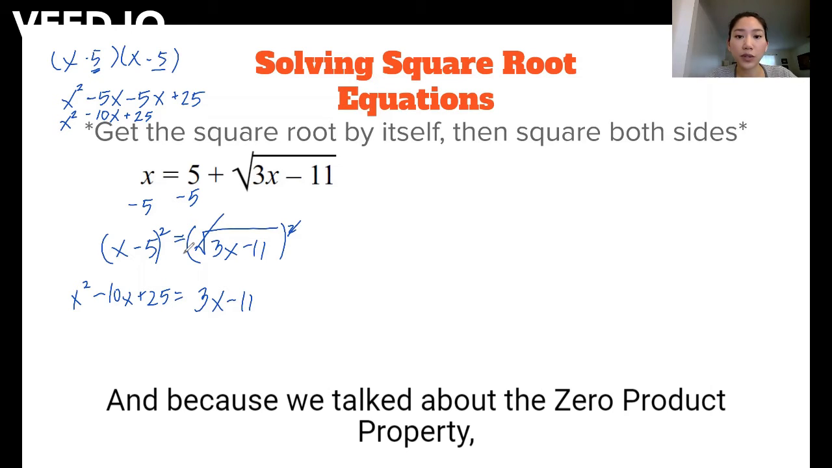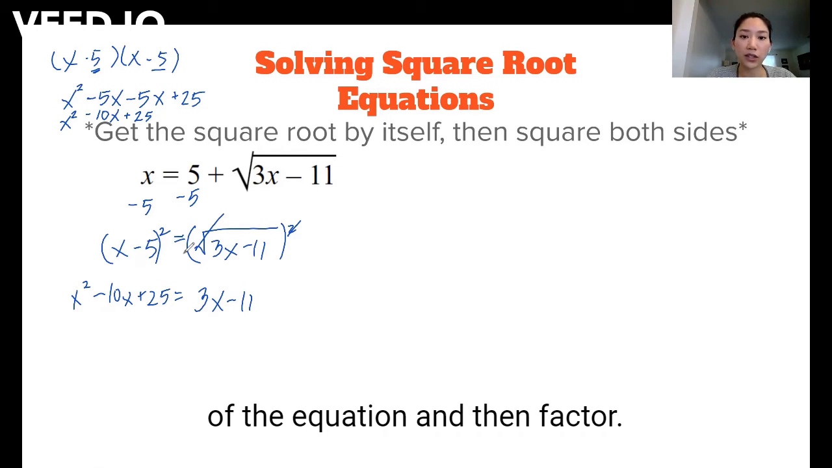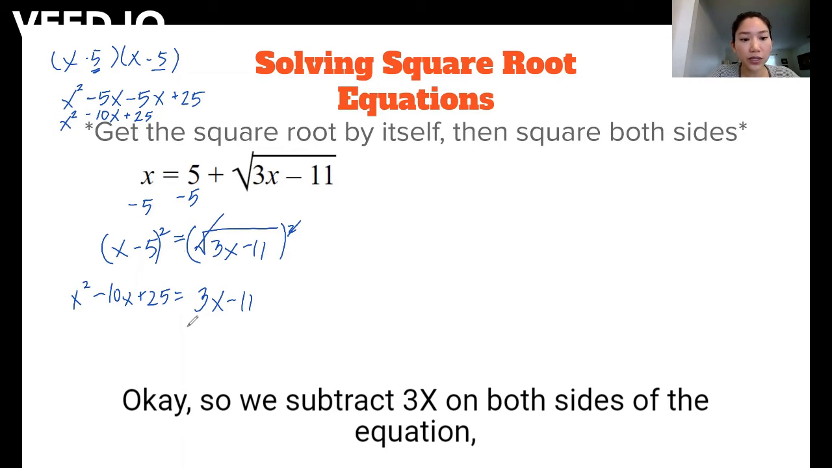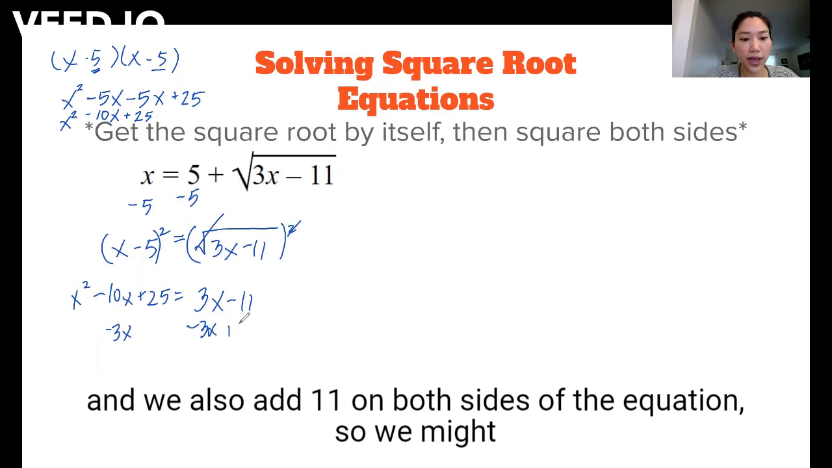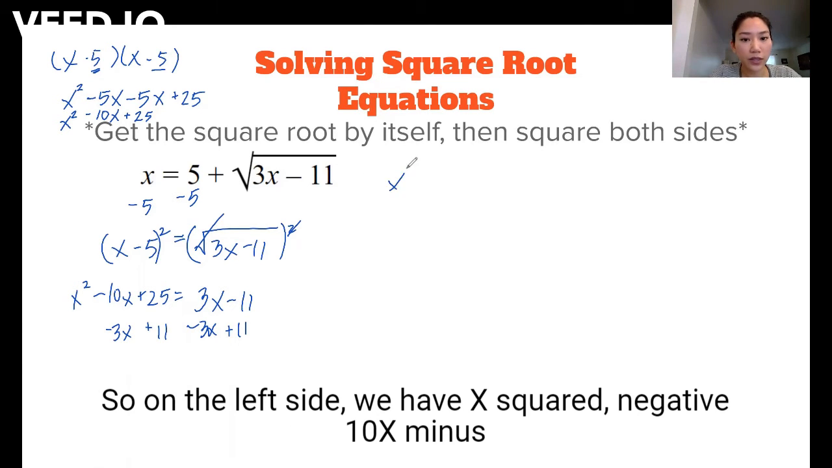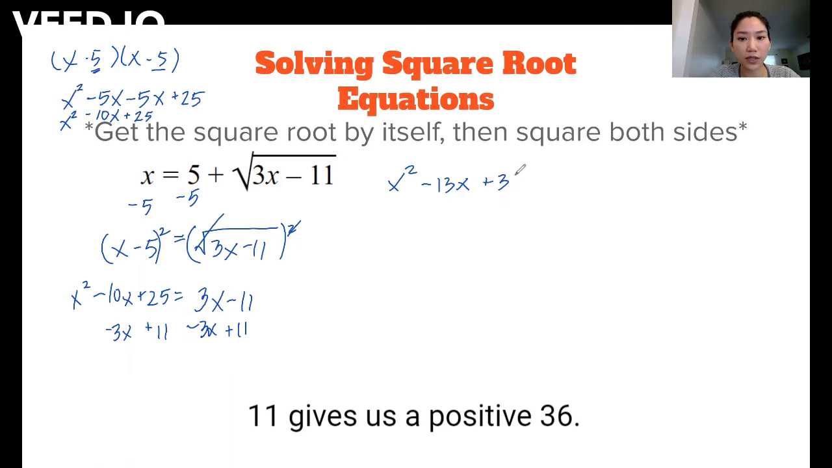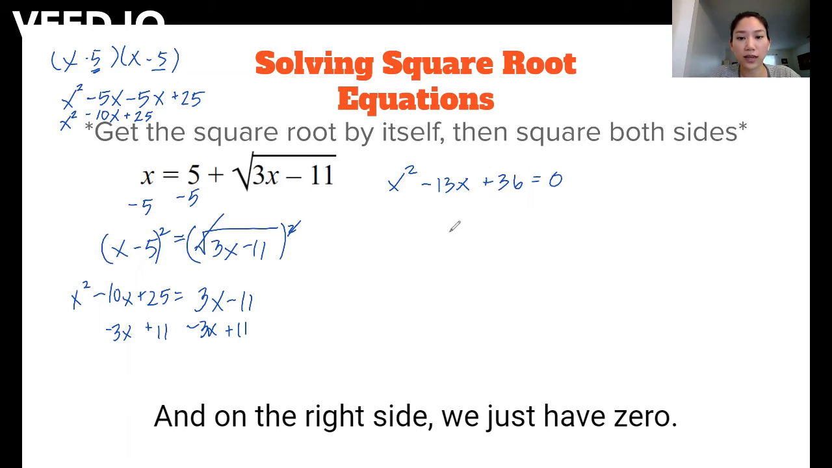Because we talked about the zero product property, what you want to do is get 0 on one side of the equation and then factor. So we subtract 3x on both sides of the equation, and we also add 11 on both sides, so we might as well do them at the same time. On the left side, we have x squared, negative 10x minus 3x gives us negative 13x, and then positive 25 plus 11 gives us a positive 36, and on the right side, we just have 0.